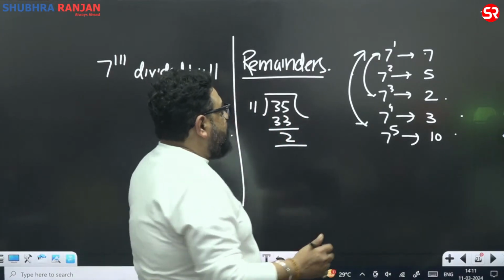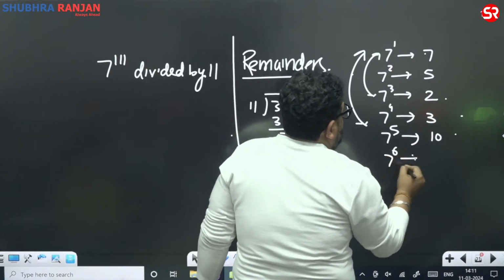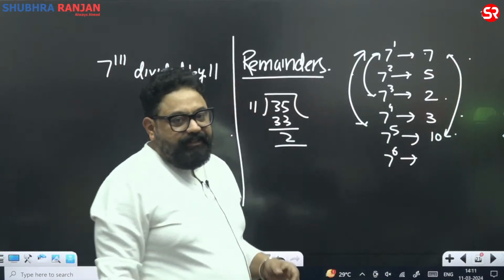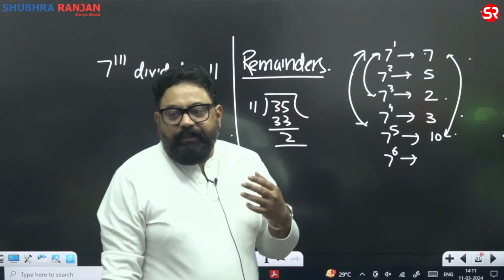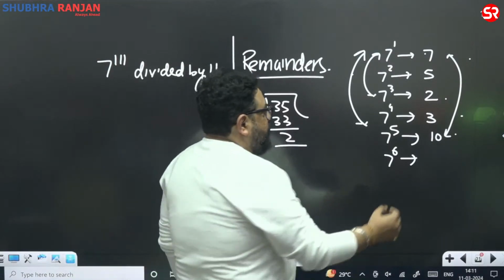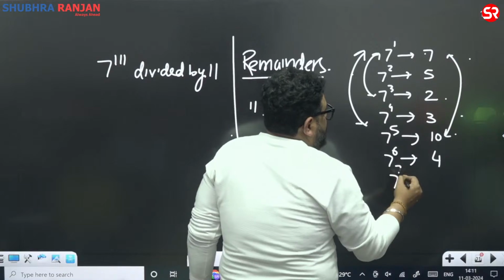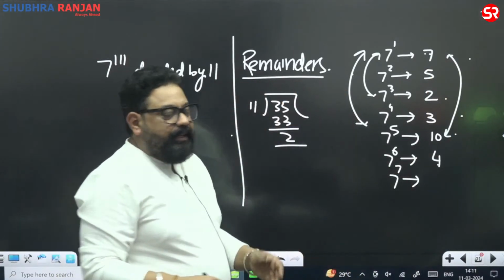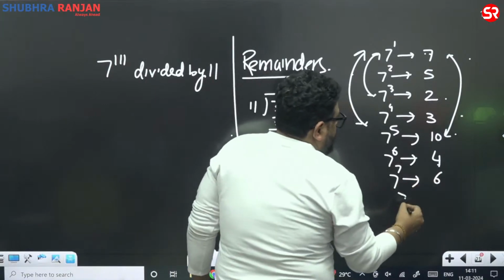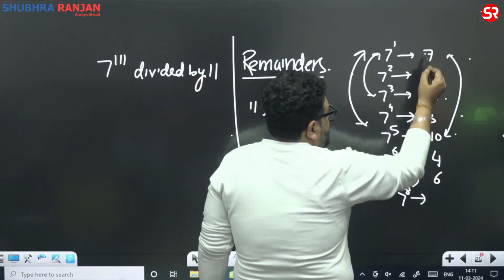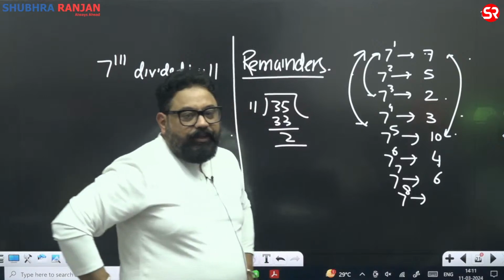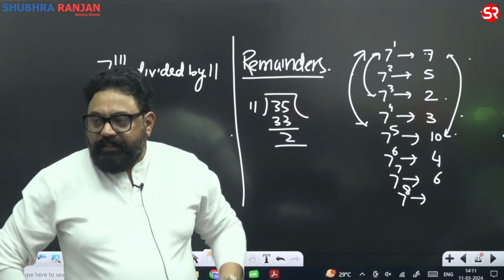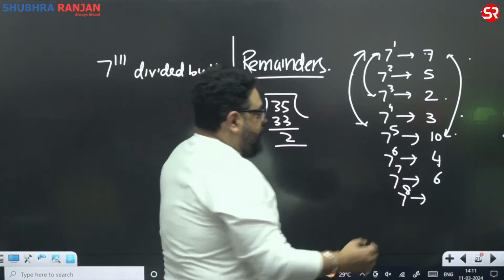Okay. 7 to the power 6 is 7 to the power 1 into 7 to the power 5, which is 28. 28 when divided by 11 leaves you remainder 6. Don't worry, 7 to the power 7. This into this, 42. 42 when divided by 11 कितना हो जाएगा? 9 हो जाएगा. 9, isn't it?